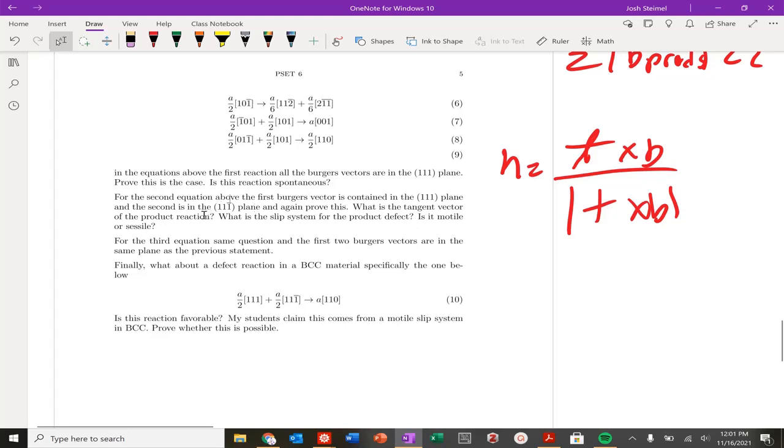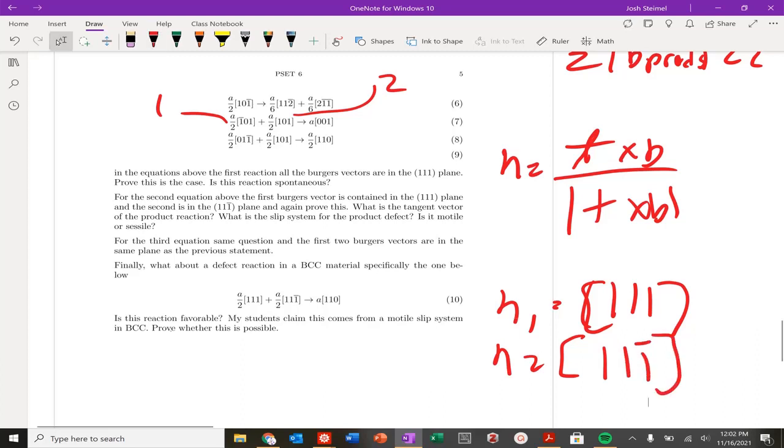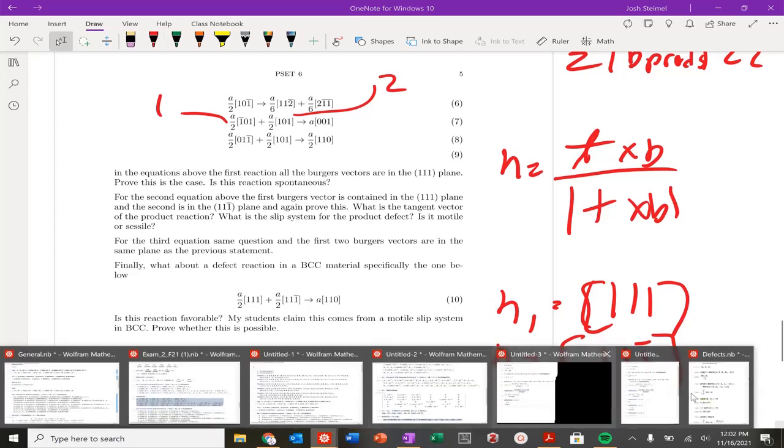What is the tangent vector of the product reaction? This is the key piece of information. For this first one, I'm going to call this reactant 1 and this reactant 2. The normal of 1 is basically the 1, 1, 1 direction, because that is the normal to the plane. Same thing for 2: 1, 1, minus 1. So I can now solve for the rest of those values.